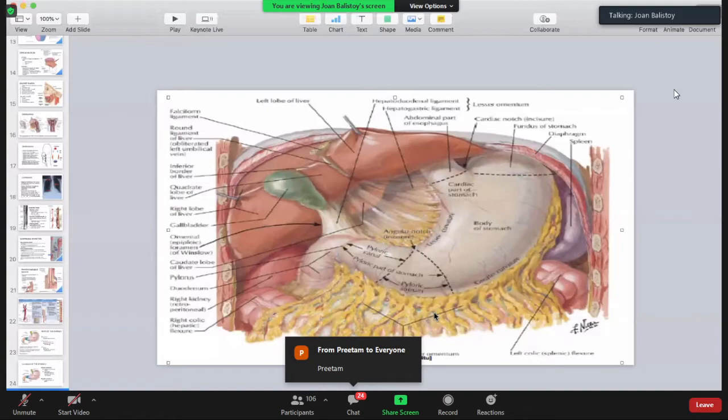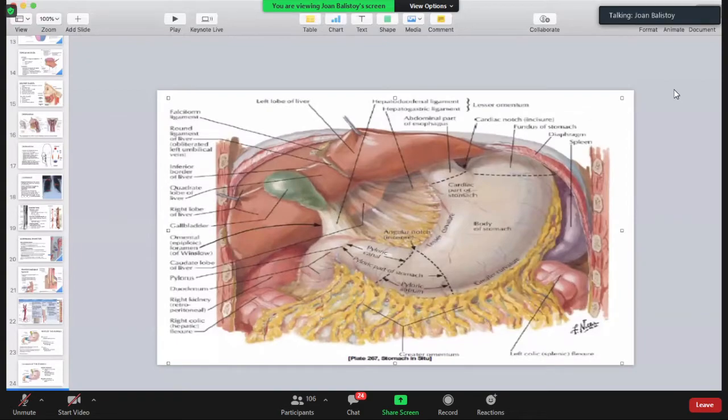While the lesser omentum is hepatoduodenal ligament and hepatogastric ligament. So hepatogastric ligament, this is that ligament, and hepatoduodenal ligament, this one. So in this hepatoduodenal ligament, you will find your bile duct, hepatic artery, and portal vein. That is where you will find it, in the hepatoduodenal ligament, which is one of the ligaments comprising your lesser omentum. Okay? I hope that is clear.